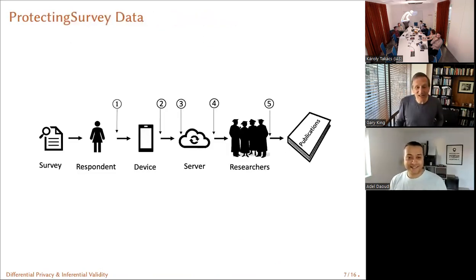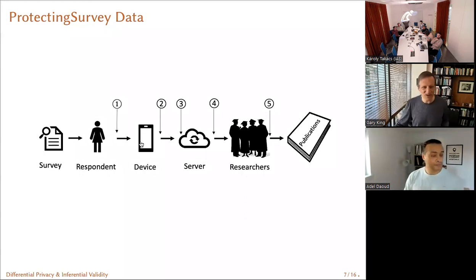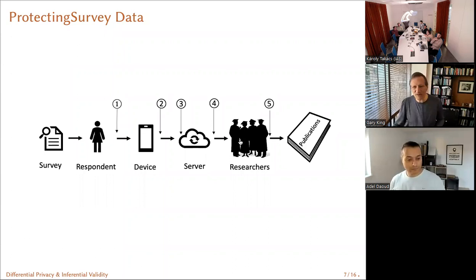Okay, so let me show you different places that we could add the noise, just to give you a feel. So here's an abstraction of the survey process. We start with a survey. It goes to a respondent. The respondent answers some questions, goes to probably their cell phone or an interviewer's iPad or something like that. Data goes into the server, goes to the researchers. The researchers, of course, all wearing their caps and gowns, like we always do. And then they process it and produce publications.